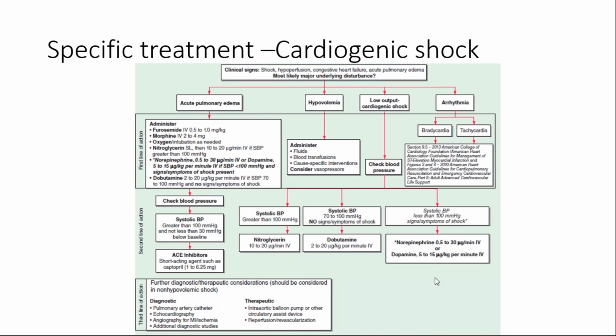Ideally, NORAD is the inotrope of choice in cardiogenic shock. Dobutamine and dopamine are arrhythmogenic, so we have to be always careful while using the inotrope. NORAD is the inotrope of choice in managing cardiogenic shock. Bradycardia and tachycardia are to be managed as discussed previously by defibrillating or using adequate medicines for them.